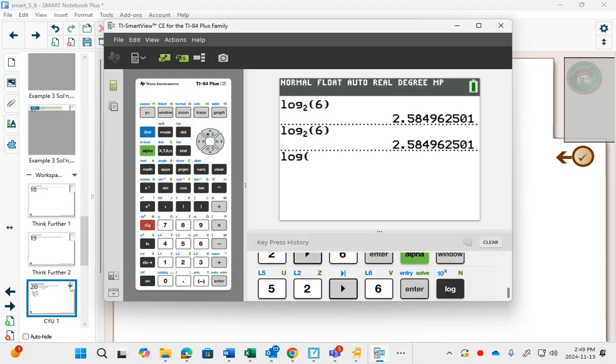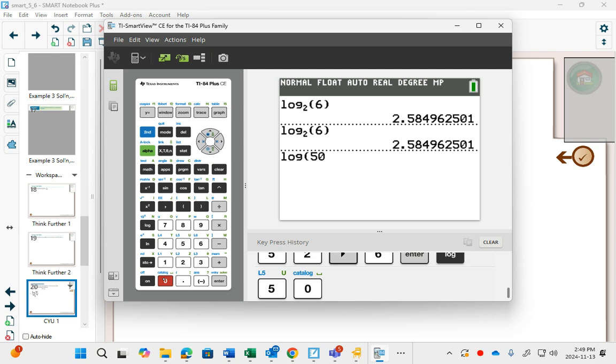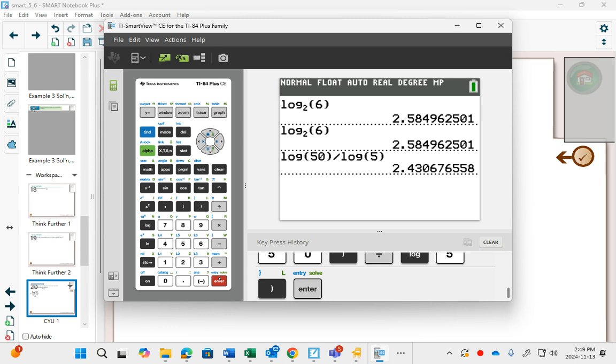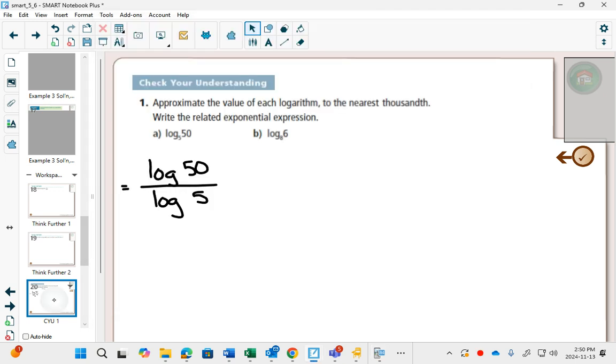So I can do log 50 divided by log 5 and find out it's 2.431. If you were estimating it, since you know 5 squared is 25 and 5 cubed is 125 from your powers chart, it should make sense that your answer gives you something between 2 and 3.